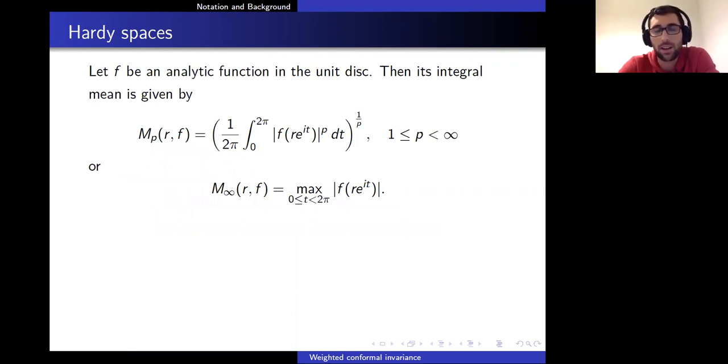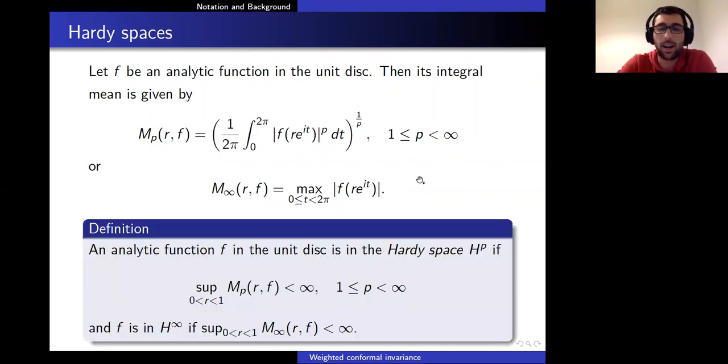If we consider an analytic function f in the unit disk, then its integral means are given by these formulas. The first formula when p is finite, and the second formula when p is equal to infinity. So we will say that an analytic function f is in the Hardy space Hp if the supremum of these integral means is finite. Some properties of these spaces.